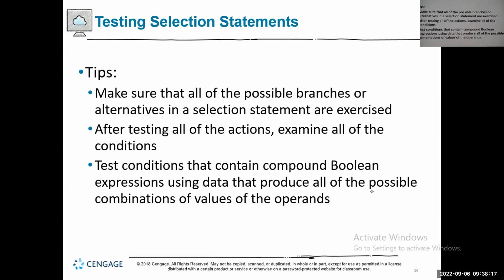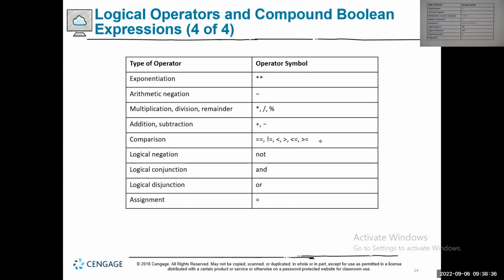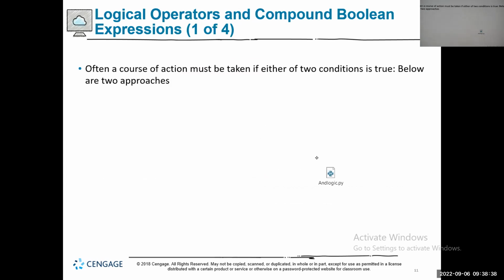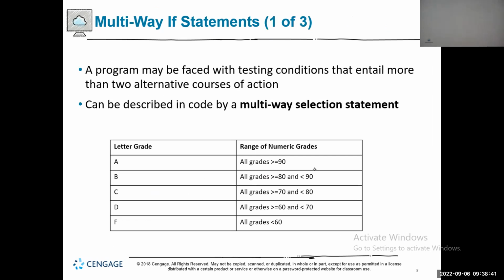Now, for testing selection statements, you have some tips here to make sure that all possible branches or alternatives in a selection statement are exercised. So think about this one. Let me go back to this one here. If you want to write a program to convert from the numeric grade into the letter grade here, you have to make sure you test all of the branches, right? So when you run the program, you have to test.